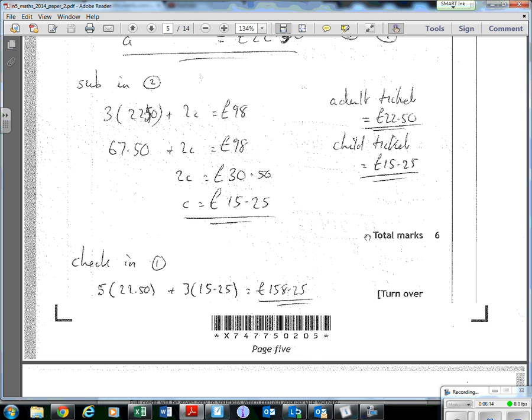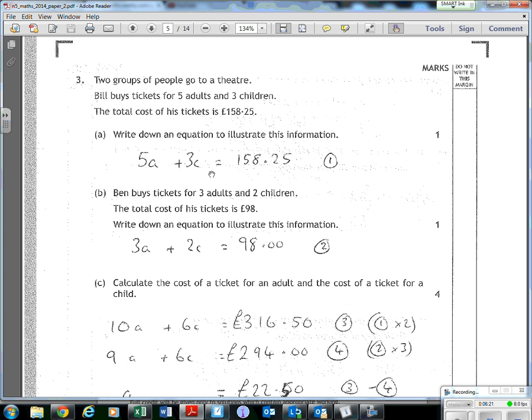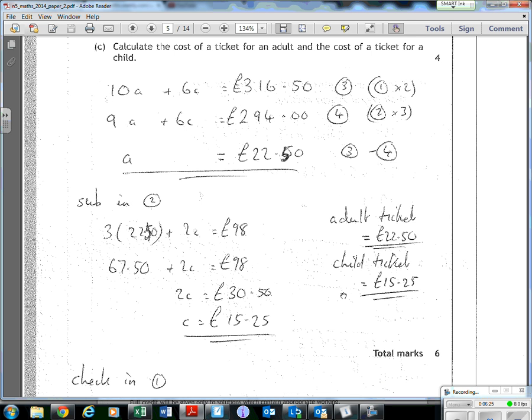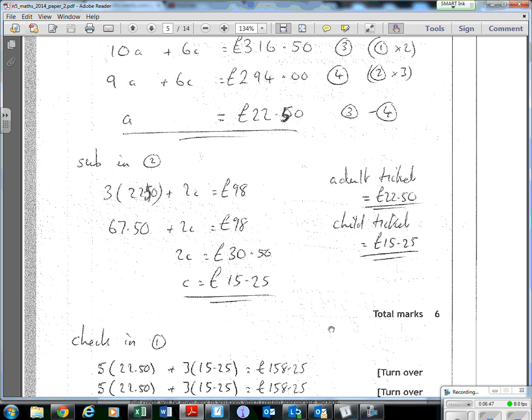Right, 6 marks. Be careful at the end. The SQA want you to communicate your answer clearly. To me, it's very clear that A is an adult ticket and C is a child ticket. And to most people, I would imagine that's very clear, but they want you to write that an adult ticket is £22.50 and a child ticket costs £15.25. So you must make that statement in a simultaneous equation question. We call it a communication mark, because as far as they're concerned, this isn't clear that that's an adult ticket and that's a child ticket.